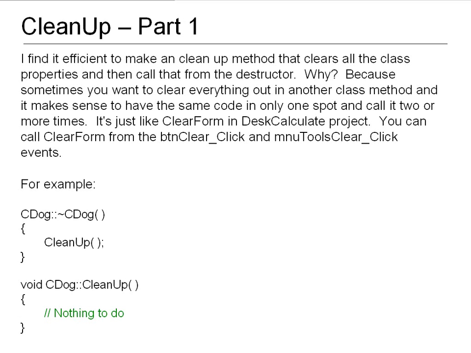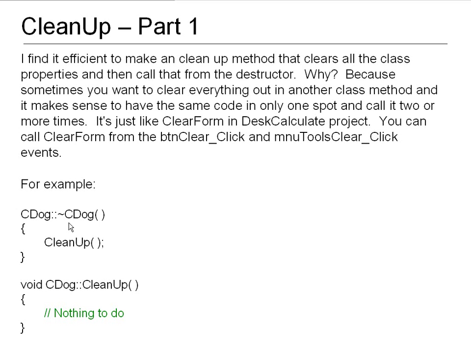I find it efficient to make a cleanup method that clears all the class properties and then call that from the destructor. Why? Because sometimes you want to clear out everything in another class method, and it makes sense to have the same code in only one spot and call it from two or more places. It's just like ClearForm in the desk calculator project, if you had that from me. You can call ClearForm from both the button clear click event and from the menu tools clear event.